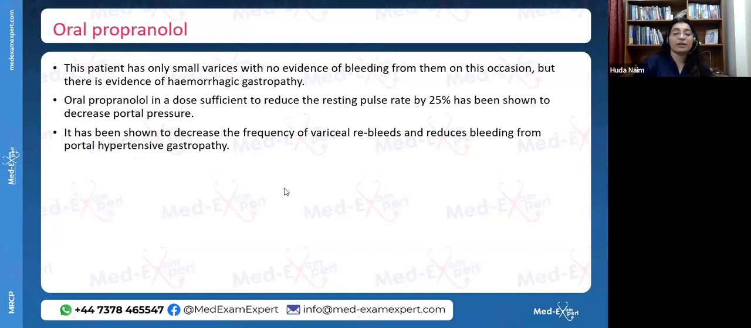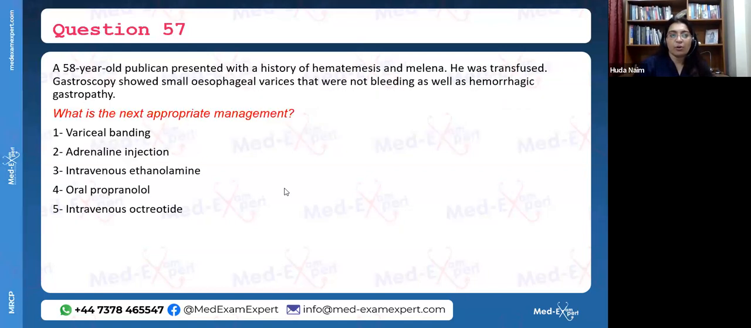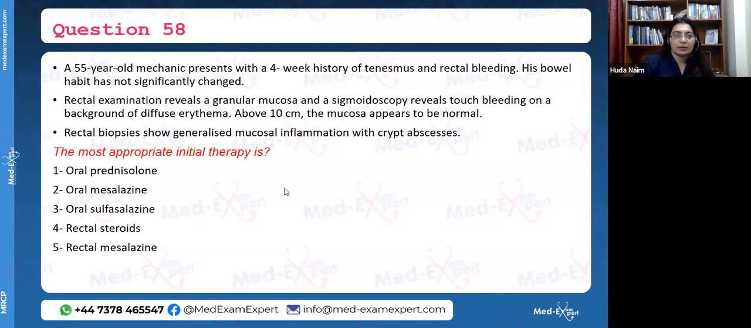Where you do not have any bleeding varices, and there is evidence of gastropathy, you would be using propranolol. Yes, because there are no bleeding varices. If there had been bleeding varices or larger varices, then we could have gone for band ligation. They're telling you that they're very small esophageal varices that were not bleeding. If they had been bleeding or large, then we would have banded them. Okay, the next one.